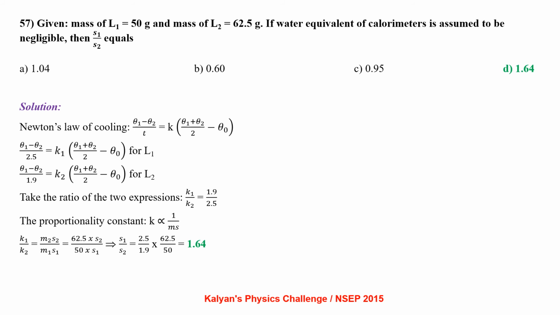Taking the ratio of the two expressions, we have K1 by K2 equal to 1.9 by 2.5. The proportionality constant K is proportional to 1 by ms. So K1 by K2 equals M2 S2 by M1 S1, that is 62.5 S2 by 50 S1. So S1 by S2 equals 1.64.